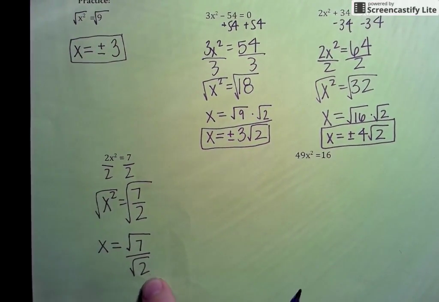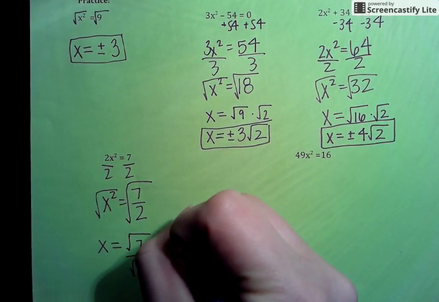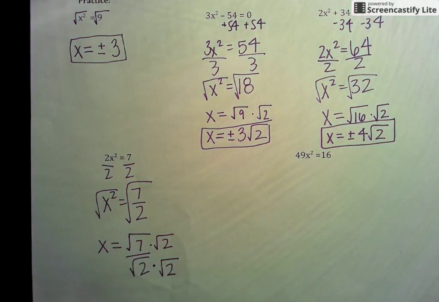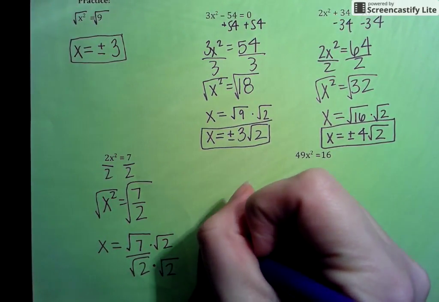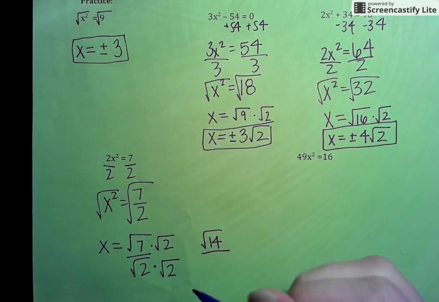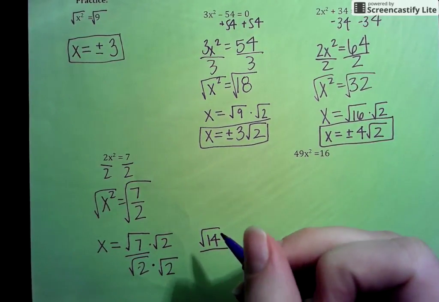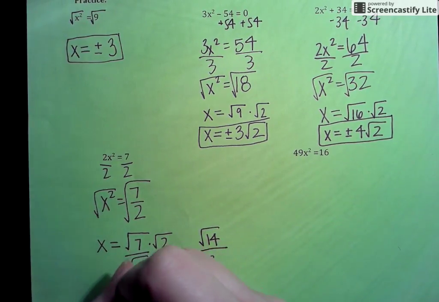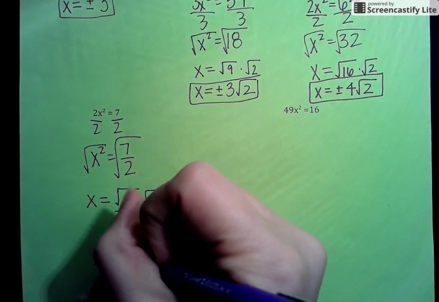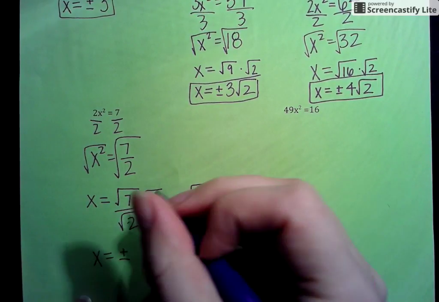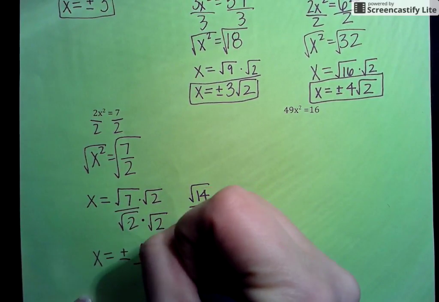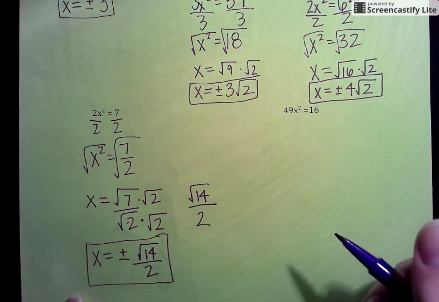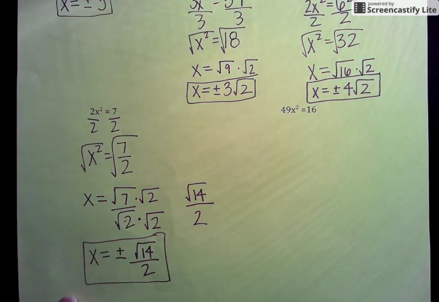I cannot have a radical in the denominator, so to get rid of that I multiply by the radical in the denominator. So I have 7 times 2, which gives me the square root of 14, over 2 times 2, which is the square root of 4. The square root of 4 is 2. So my final answer is x equals plus or minus the square root of 14 over 2. That would be my final answer, because I can't simplify the square root of 14 any further.